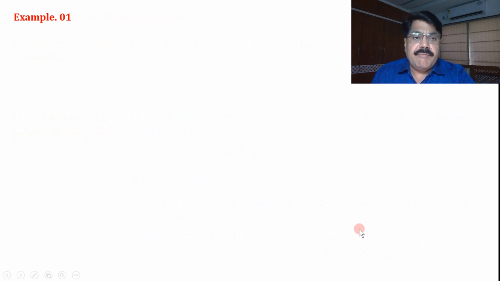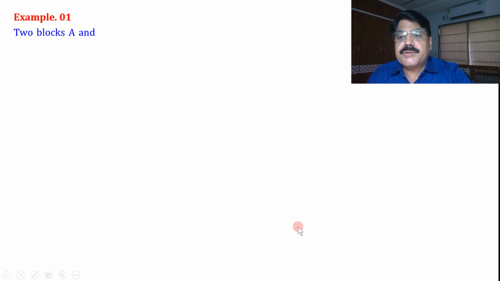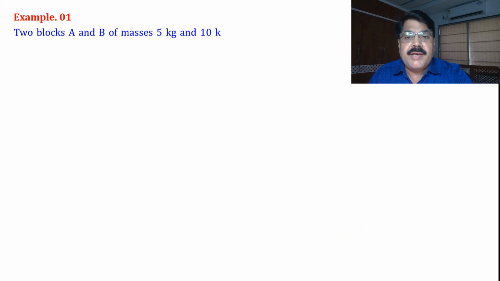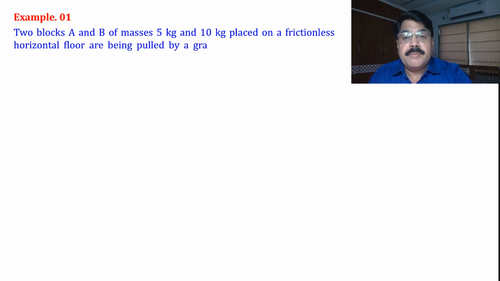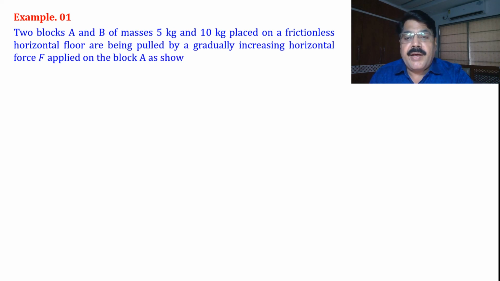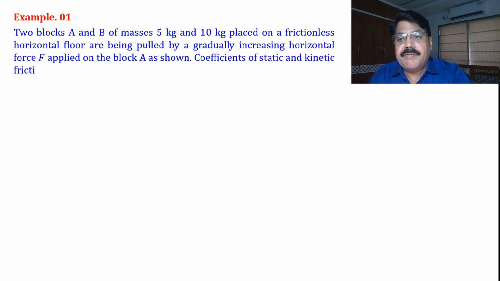Example 1. First we take a very simple case. Two blocks A and B of masses 5 kg and 10 kg, placed on a frictionless horizontal floor, are being pulled by a gradually increasing force F applied on the block A horizontally as shown. Coefficients of static and kinetic friction between the blocks are 0.5 and 0.4.